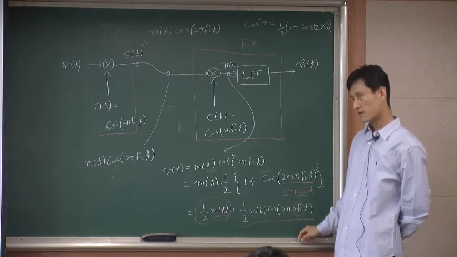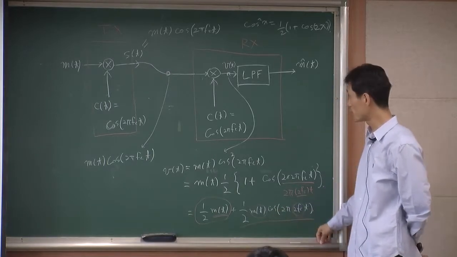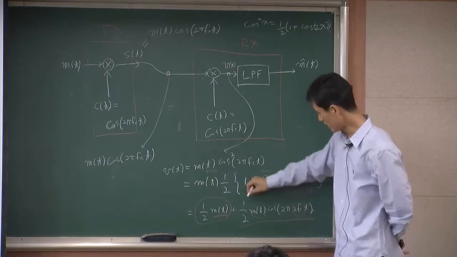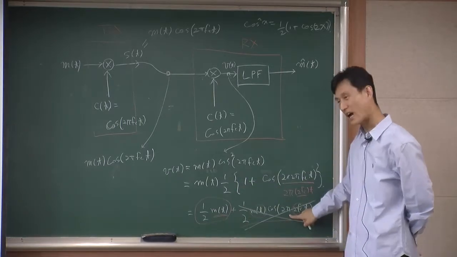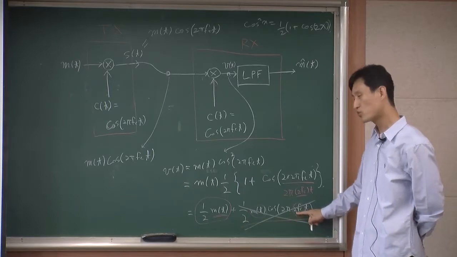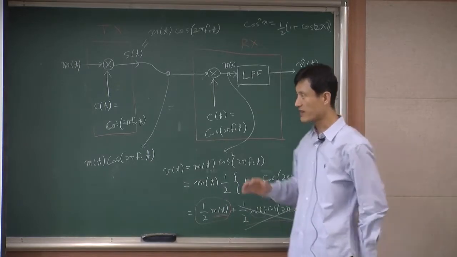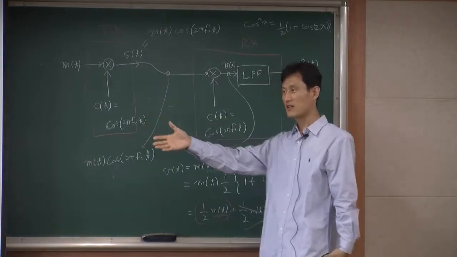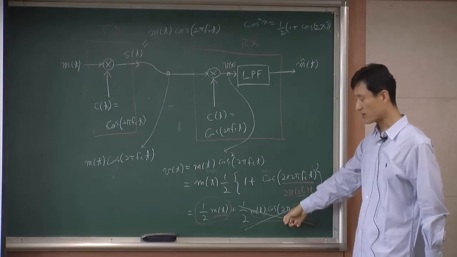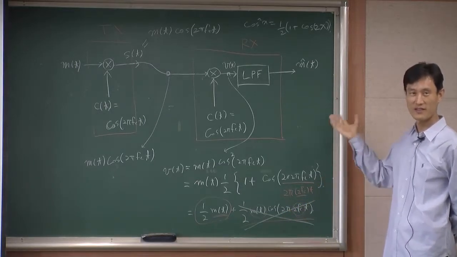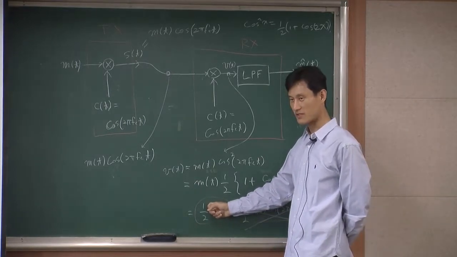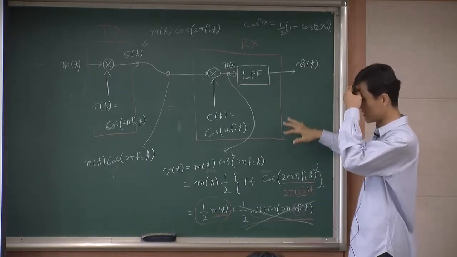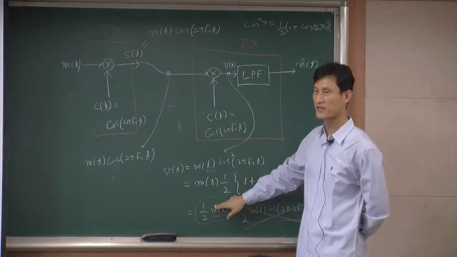Because of this 2FC term, we want to go through the low-pass filter, and your low-pass filter will remove this, because this is a high-frequency component. Remember that this is a 2FC, which is a very high frequency, right? So when you go through a low-pass filter, the second term will be gone, and we are going to only have the first term. Therefore, when you do the whole thing like this, we can recover the message m(t) perfectly.